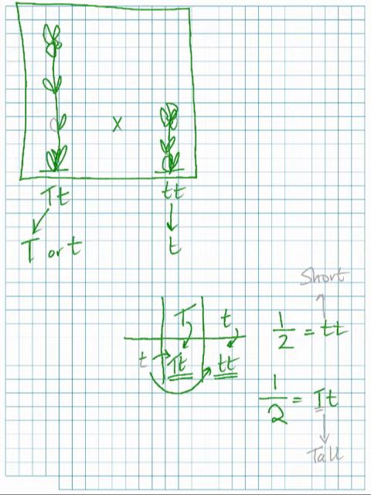And then we've got one of two options being little t, so 50%, half, would be little t, and so don't forget these are going to be short, and the big T, little t will be tall because they've got one dominant allele.